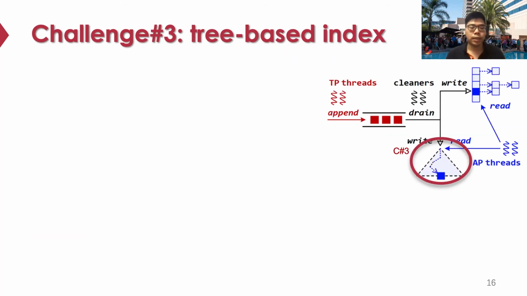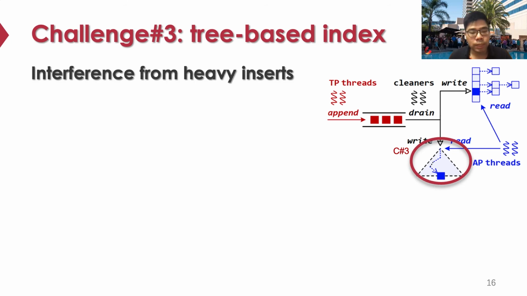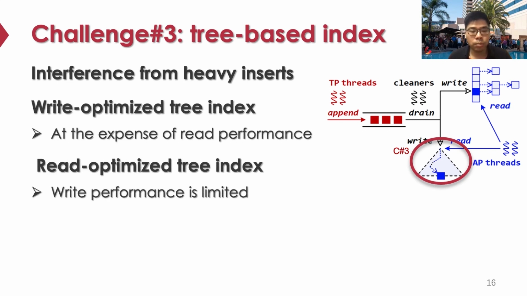The third challenge is how to guarantee both the read and write parallelism on the tree-based index. The performance of the tree-based index will suffer under heavy update workloads. Write-optimized and read-optimized tree-based indexes will sacrifice the performance of the other side.